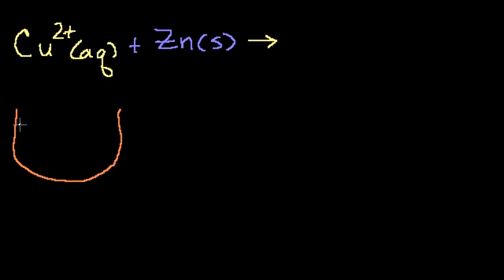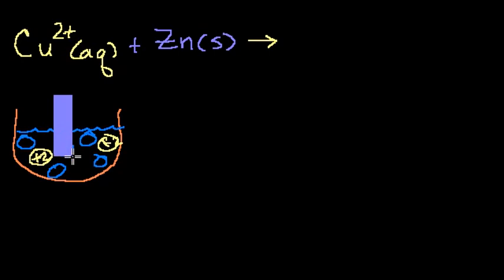And in my solution, let me make it blue because it's aqueous, so most of it is water. I have some copper ions here in the solution. They're +2 charge, +2 charge. I could have some other ions that are negative, like some nitrate ions or whatever, but they're all disassociated and they're all mixing around with the water molecules that are polar, and that's why ions, or salts in general, disassociate well in water. And I stick a bar of solid zinc into it.